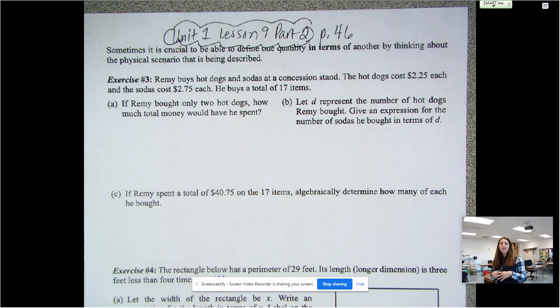So today is Unit 1, Lesson 9, Part 2. So we're turning to page 46 in our workbook. If you're not there yet, go grab it and get going, but pause me during that time.